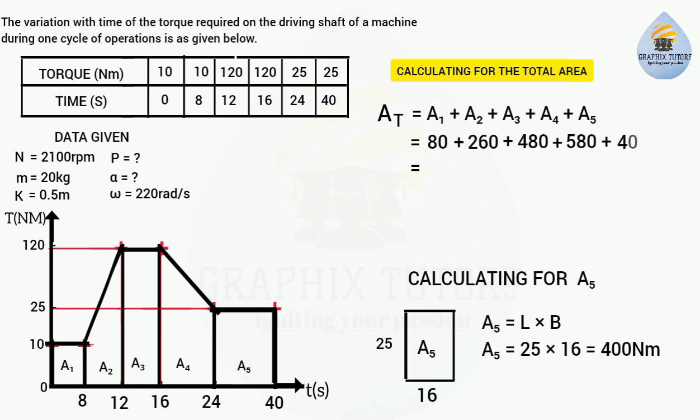We'll be having 400 Newton meter. So we'll now see that my total area will give me the sum of all the areas here, which is giving us 1800 Newton meter. Is that okay now?